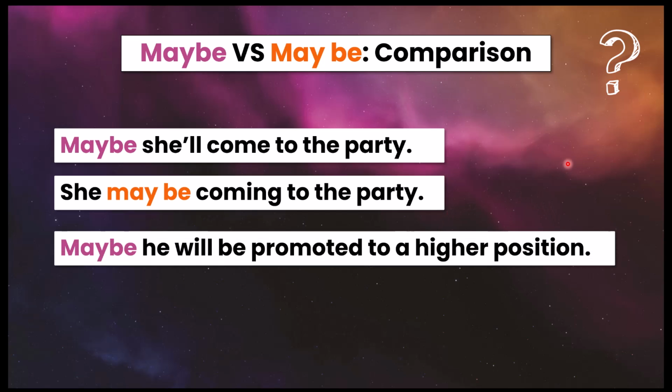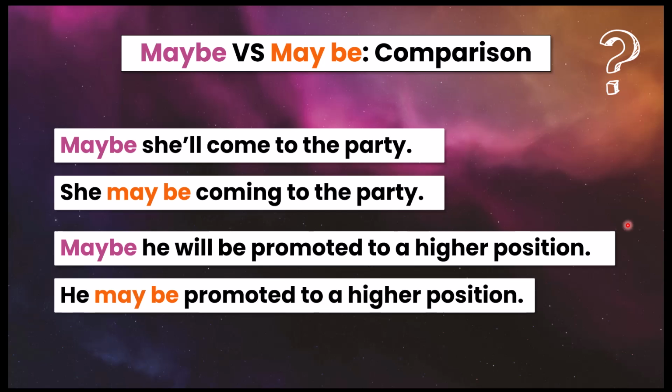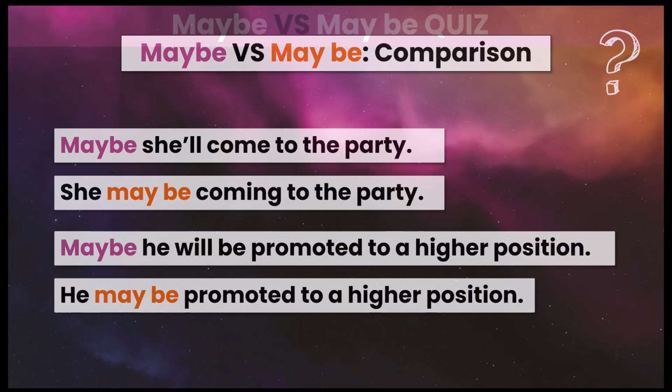Another example, maybe he will be promoted to a higher position. Again, if we remove maybe, the sentence still makes sense. He may be promoted to a higher position. And here it is functioning as a verb phrase. So you can write it in both ways. So we're going to do a short quiz, and you have to determine if we fill in the blanks with maybe or may be. Remember, maybe is essentially the same as perhaps, and may be is the same as might be. So remember that as you are taking the quiz.